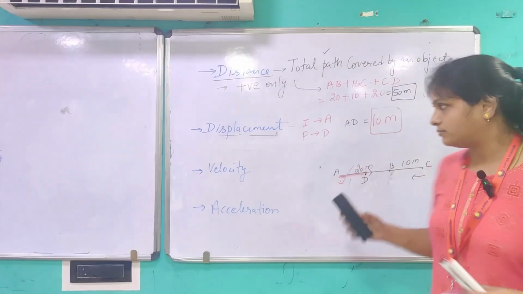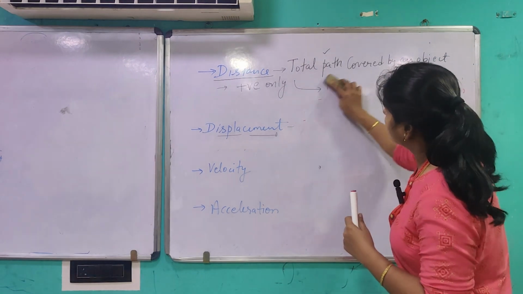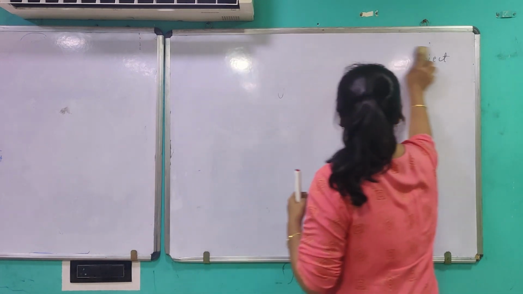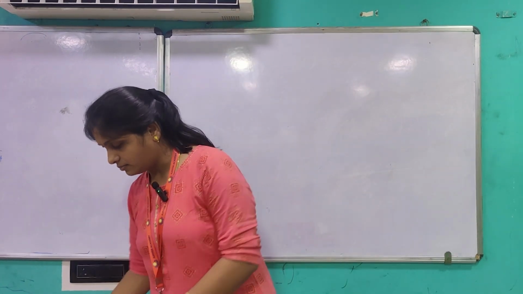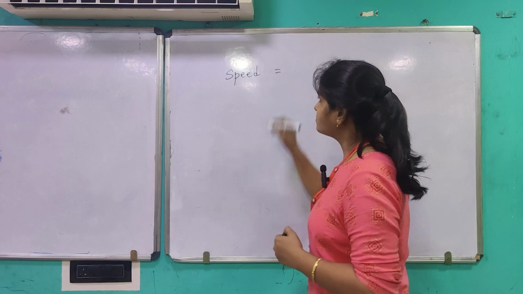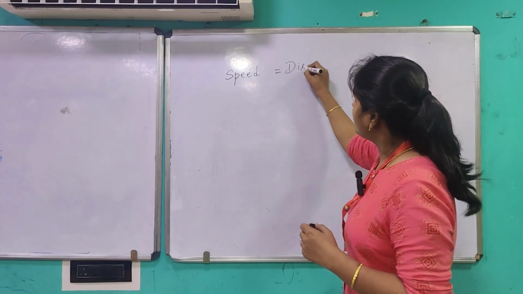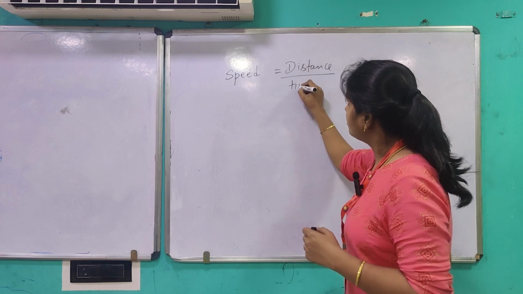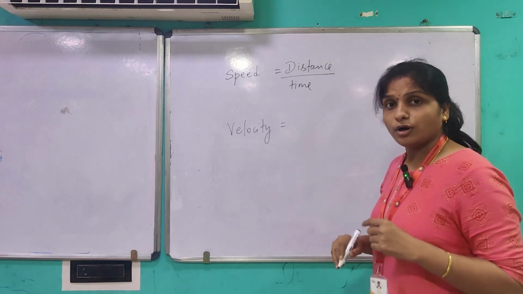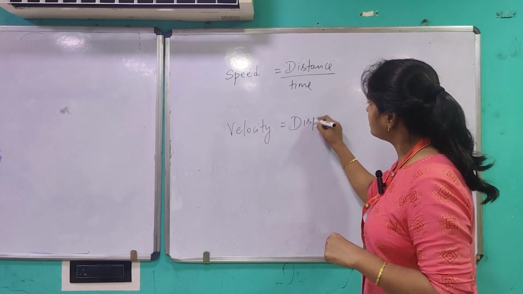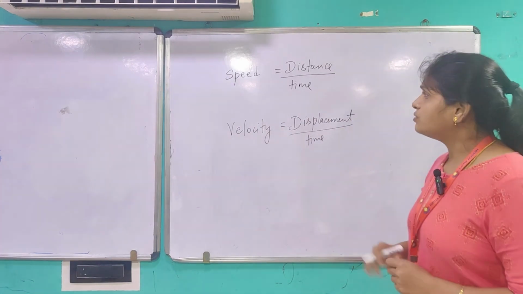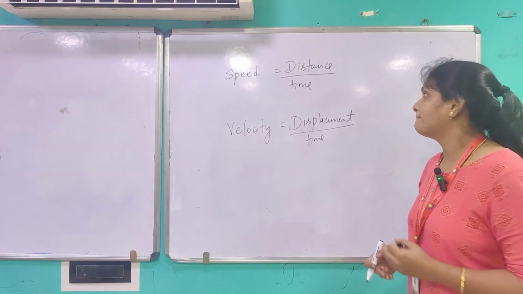What is velocity? Think till that I am erasing the board. What is velocity? Before velocity, one thing should come in your mind, that is speed, right? Speed must have come in your mind. What is speed? Now I am telling you just the formula, distance upon time is your speed. Brother of speed is velocity. What is velocity? Displacement upon time. Now see the difference between speed and velocity.